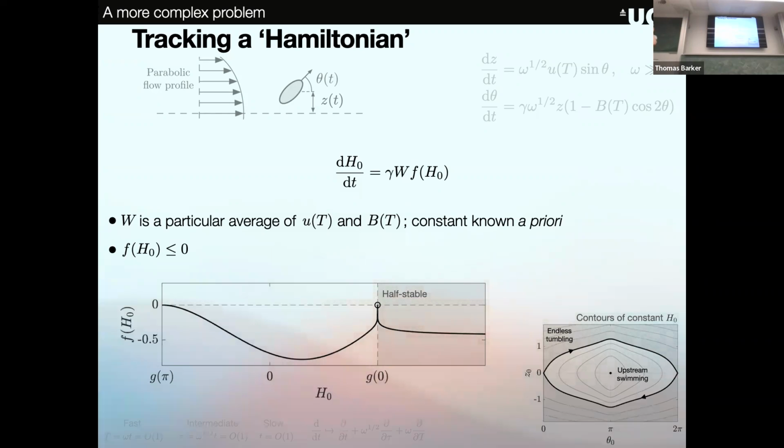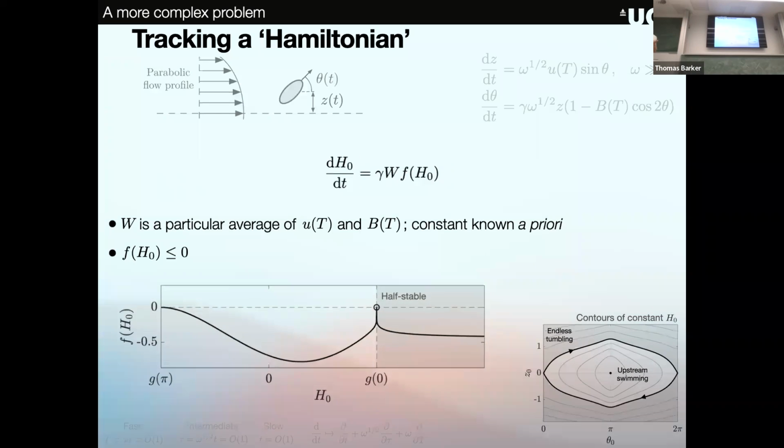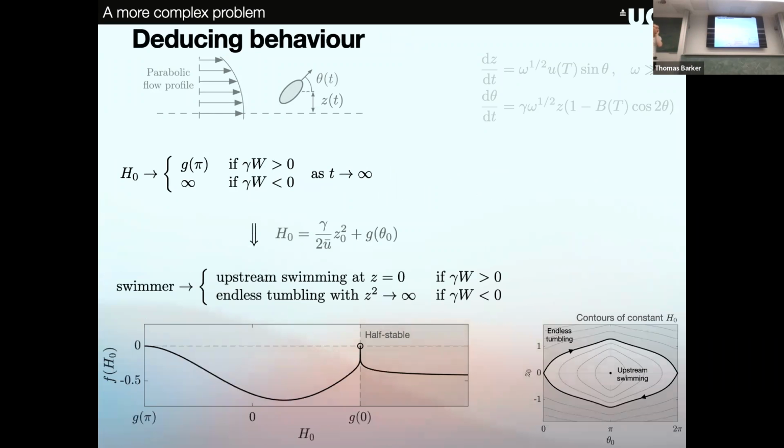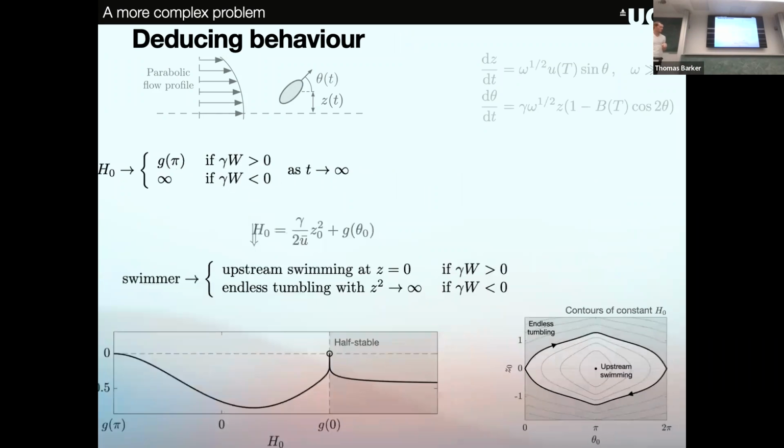This is quite nice. We have an ODE where we're either going to move to the right on this picture or to the left, depending on what w is. That's perfect. So I'm either going to head off to g of pi, which is my minimum, or I'm going to head off to infinity. And as I said, those correspond exactly to the behaviours that we could see. Going to g of pi is the same as upstream swimming at the centre, and going to infinity is just endless tumbling further and further away. Clearly there are walls there in practice, but we're ignoring them for now.